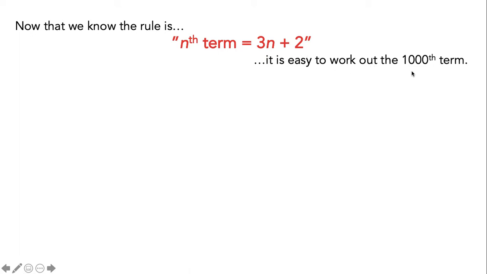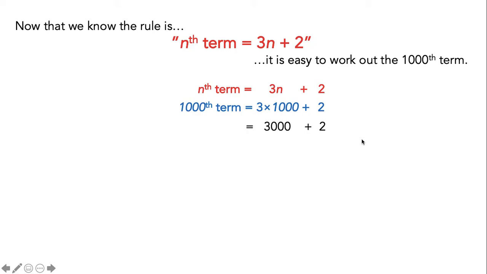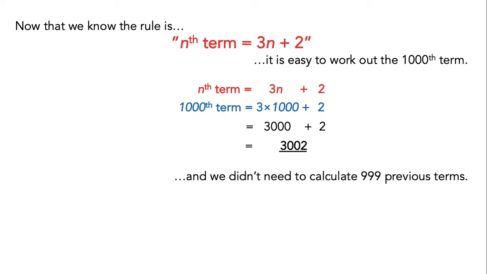So now that we know that the nth term is 3n plus 2, it's easy to work out the 1000th term, because if the nth term is 3n plus 2, then the 1000th term must be 3 times 1000 plus 2. You just stick 1000 in instead of n. 3000 plus 2 is 3002. And you didn't need to calculate the previous 999 terms in order to figure out what the 1000th term was going to be.